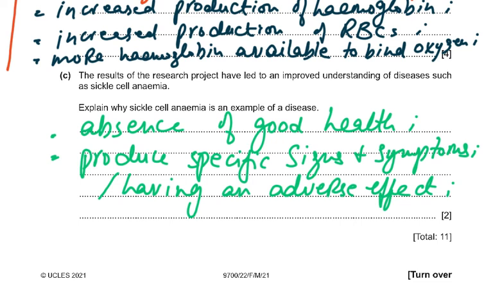So, explain why sickle cell anemia is an example of a disease, and that is what you were supposed to give me: absence of good health, or something like that, meaning you could also have said reduced or impaired function. You could give me some more, like in anemia, less oxygen is transported. So you could give me a little more explanation about what anemia and sickle cell anemia is. Of course, it's a genetic disease.